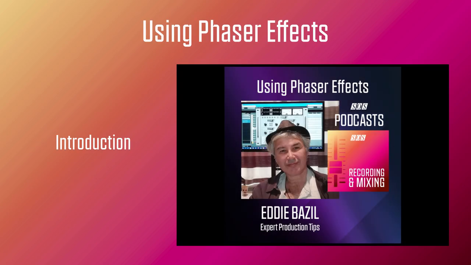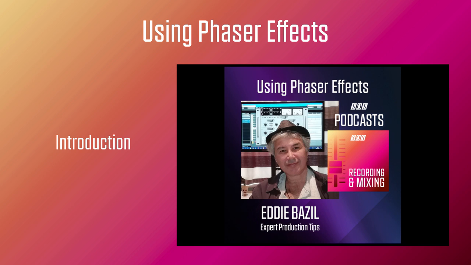In this podcast, I'm going to demonstrate how to take a staid and unexciting synth pad sound that sounds both central and almost mono, and spruce it up by adding width and a whispery motion using a phaser. But to effectively achieve this goal, we first need to explore how phasers work.